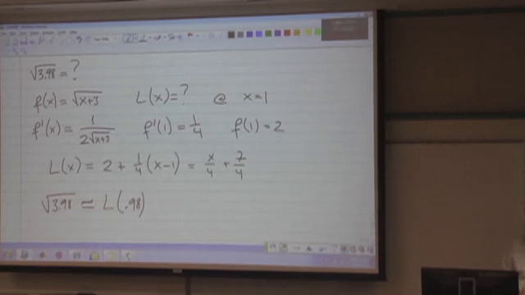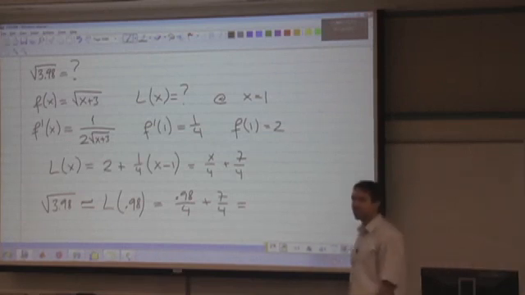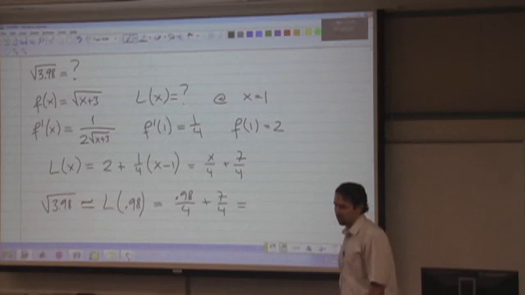Yes. 0.98 over 4 plus 7/4. Does this make sense? Yes or no? Is there any time we use a value of x then?